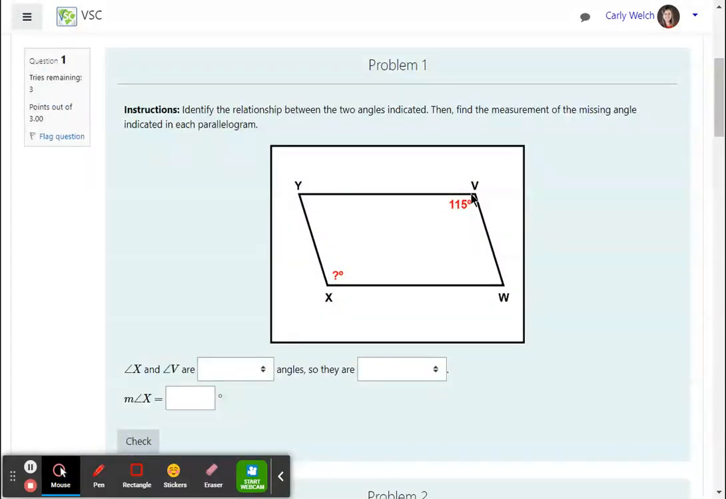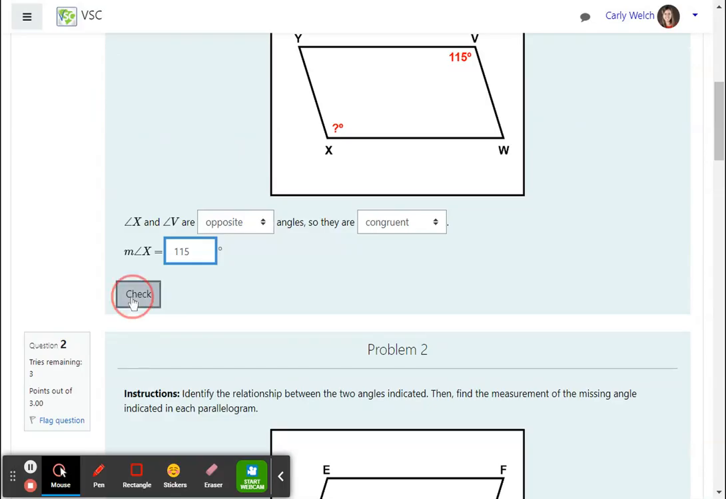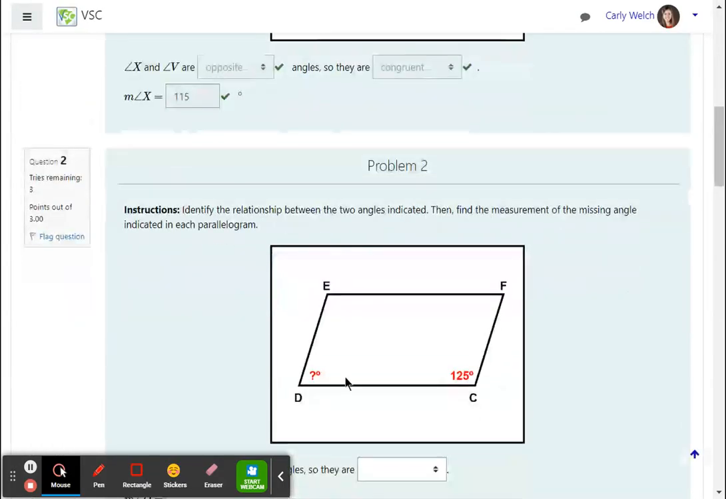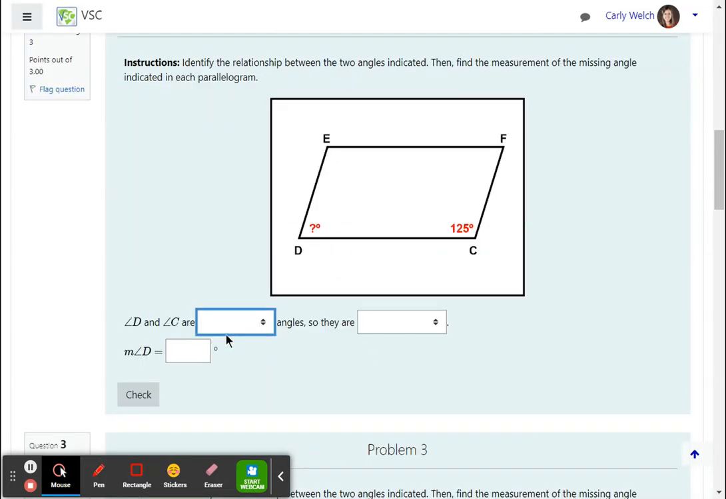All right, so this one. In here we have opposite angles. So we know that they are congruent. So if V is 115, then the measure of angle X is 115. Here they're next to each other, they're consecutive, they're not on opposite sides. So they're supplementary. So 180 minus 125, remember they have to add up to 180. And that will give us 55.